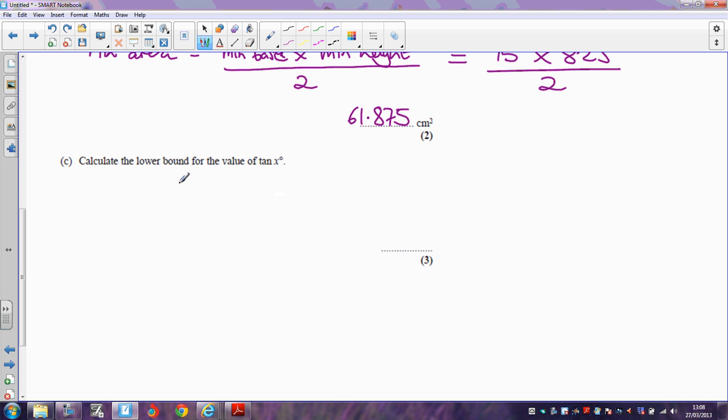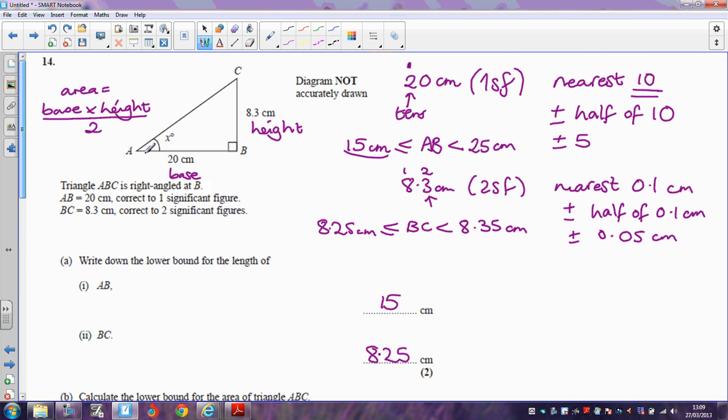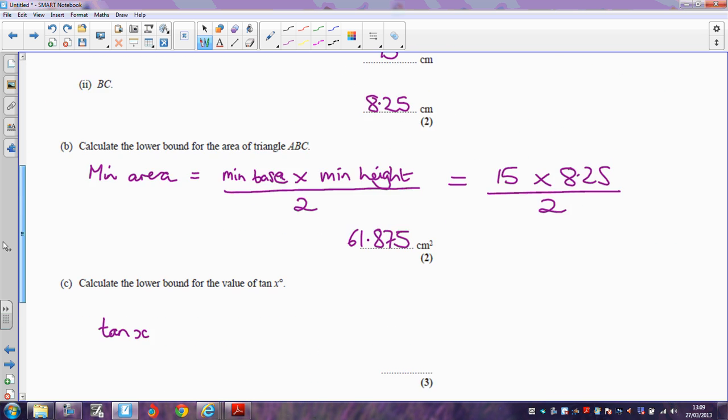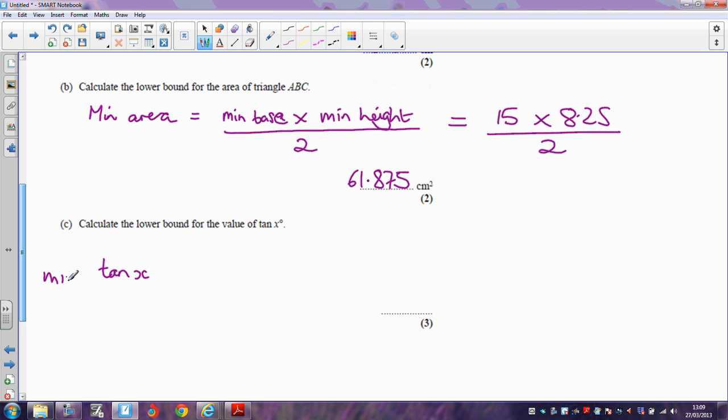Okay, we're now asked to find the lower bound for the value of tan x. And we know that for tan x, let's just look at where x is. Tangent is always opposite divided by adjacent. So tan x is going to be this value divided by this value. But we want to find the minimum possible value of tan x. So we're going to be doing the opposite divided by the adjacent. But in order to get the smallest possible value of the tangent, we want this to be as small as possible. So we want the smallest possible opposite, but we're going to divide by the largest possible. So we want to divide by the maximum possible adjacent.